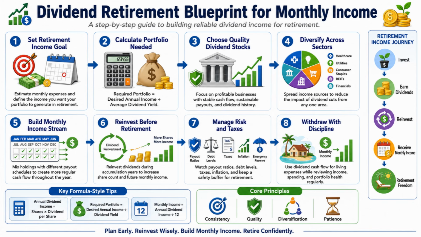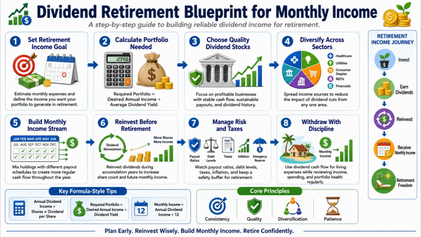Once retirement begins, withdraw dividend income with discipline. Use the cash flow to support planned living expenses while regularly reviewing the portfolio's income, spending, and financial health. Avoid increasing expenses too quickly after a strong year, because dividends are not guaranteed and companies may reduce or suspend payments. A flexible spending plan can help protect the portfolio during periods of weaker income.